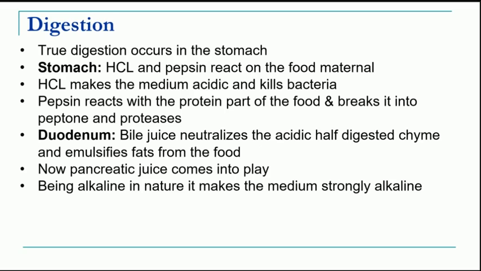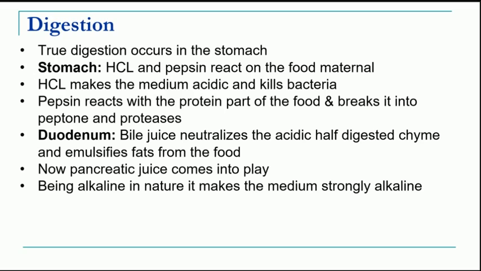Next step is the digestion. So the true digestion in Calotes occurs in the stomach. In the stomach, hydrochloric acid and pepsin are produced, which help in the breakdown of the food material. So this HCl, being acidic in nature, makes the entire medium acidic, due to which if any bacteria are present in the food, they will be killed. Now the pepsin reacts with the protein part of the food, and it breaks down into peptones and proteoses. So these are the breakdown products of the proteins.